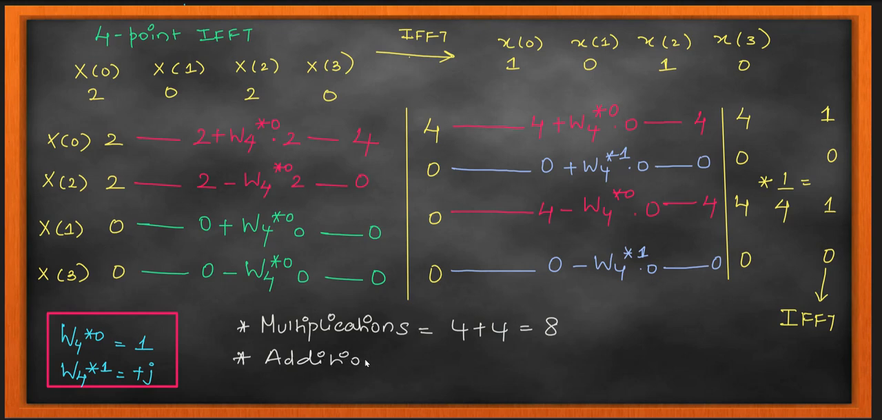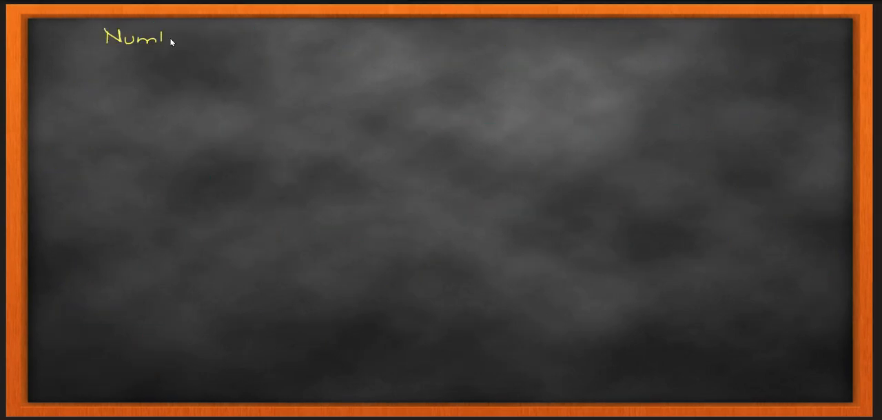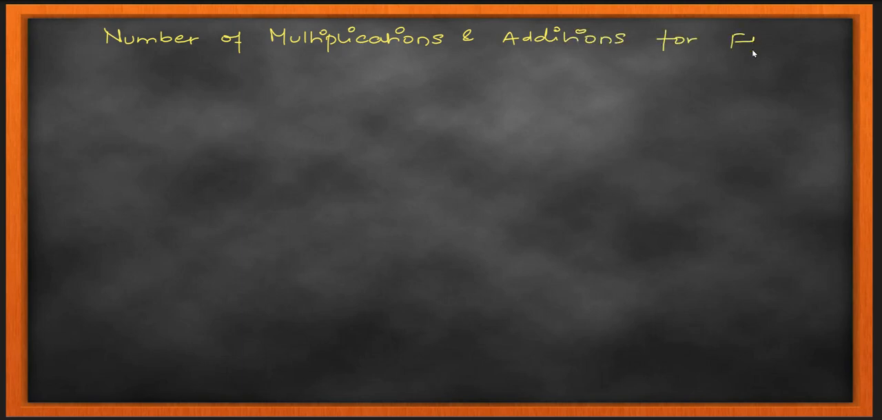Okay, so I could have left a remark there, because this is x0, x2, x. Okay, fine, just remember that. So now let's come to the computational complexity of your FFTs. So the number of multiplications and additions for your FFT is going to be what?